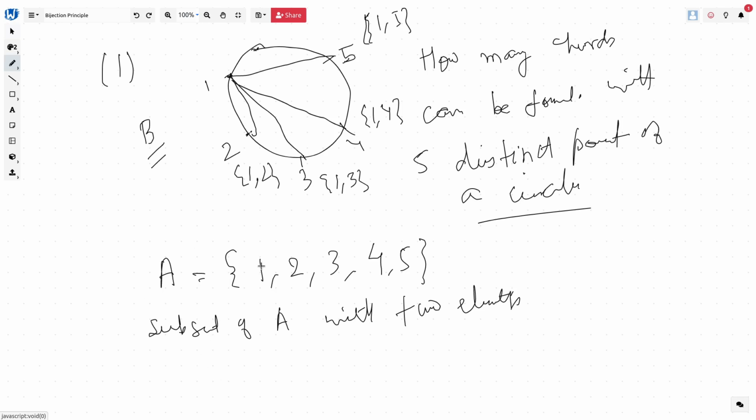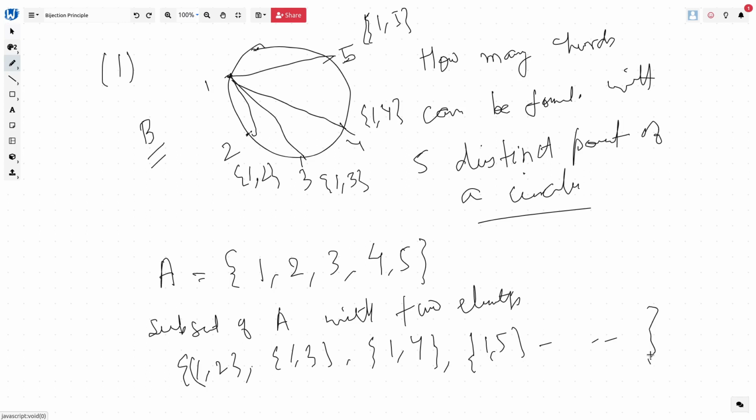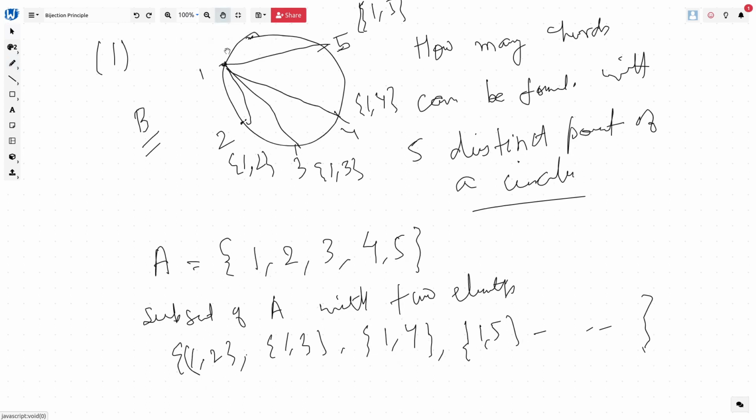Now if we write all the subsets of this, then these subsets could be 1 2, 1 3, 1 4, and let's say 1 5. So these are the various subsets which we can form from 1 2 3 4 5. If you take a close look at these two things, each and every chord, which is 1 5, will be present here, and so forth.